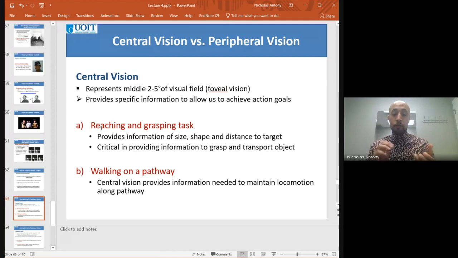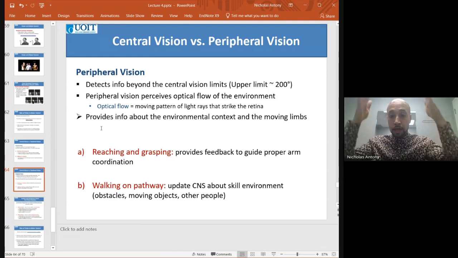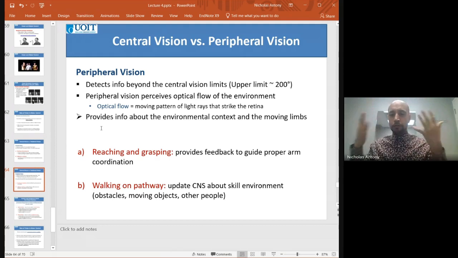In reaching and grasping tasks, our central vision is focusing in on objects in the environment that are important to us. When we're walking, or for locomotion type motor skills, our central vision is narrowed on the path that we're focusing in on. Our peripheral vision is the outside, with an upper limit of 200 degrees outside of what we're focusing in on. So I can be focusing in on the camera, but I'm still aware of things in the peripheral vision. Our peripheral vision is for monitoring movement. So it's like optic flow.